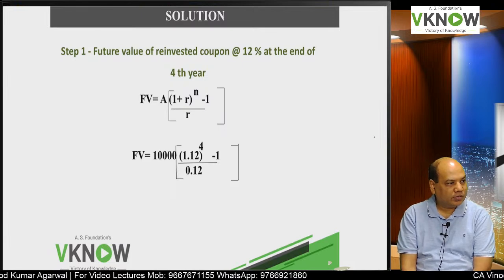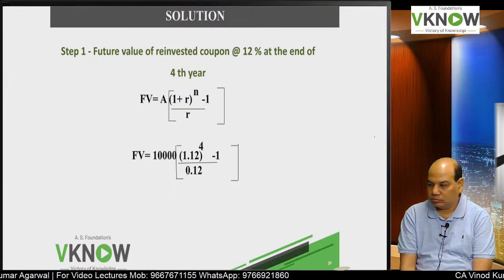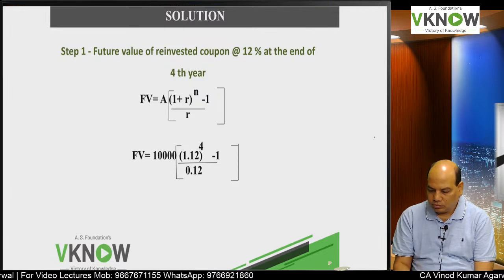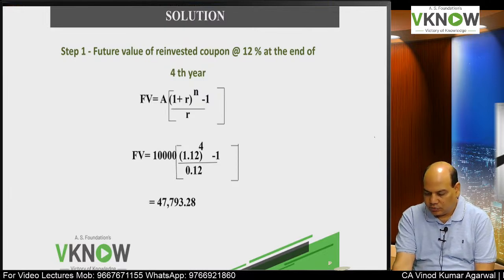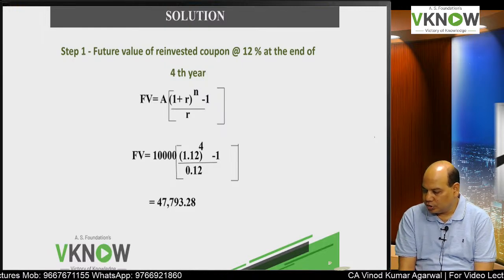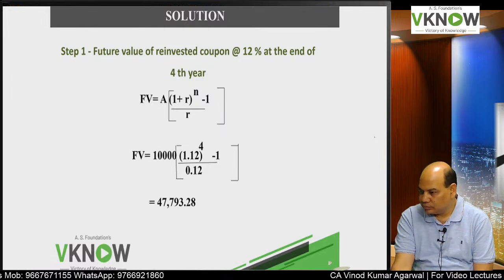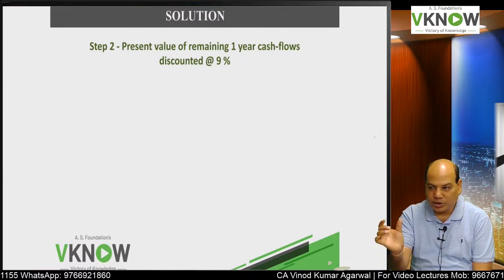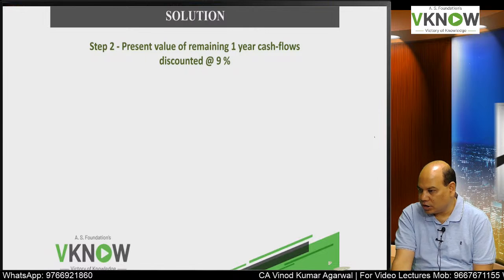Anybody who got the answer? The answer is 47793.28. Very good, Roshni is right. And then you have to also calculate the present value of the remaining 1 year cash flow.